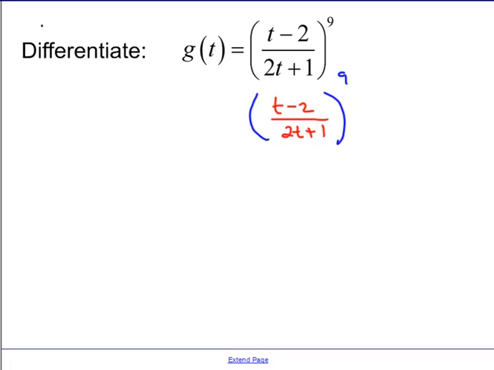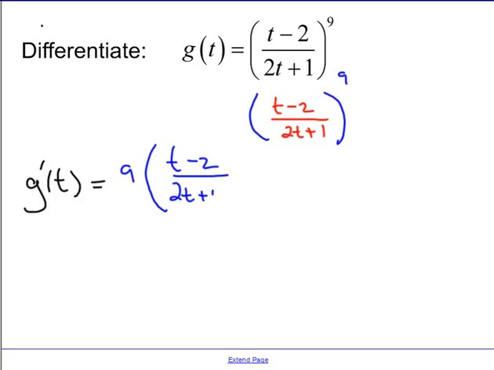Okay, so we are going to find the derivative of g with respect to t, and our first goal is to take the derivative of the outer function. So in this case it's 9 times (t minus 2) over (2t plus 1). We need to subtract 1 from the power, so this gives us 8. And then we will have to take the derivative of the inner function.